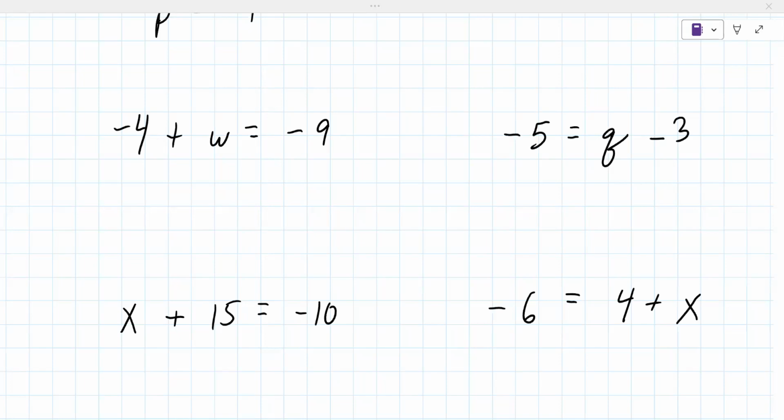Okay, I'm done. All right, give me your answers here. So for the first one, I got W equals -5. Good. For the second one, I got X equals -25. Good. For the third one, I got Q equals -2. And then for the last one, I got X equals -10.